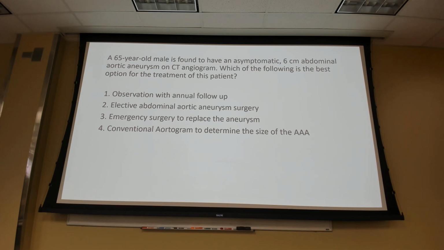All right, you've got a 65-year-old with an asymptomatic 6-centimeter aneurysm on CT angio. What's the best option for treatment? Yeah, elective abdominal aortic aneurysm surgery. All right, so what if last year it was 3 centimeters and this year it's 4? Are we doing surgery for that one? And if they're asymptomatic, are we doing emergent surgery or elective? What do we think? Elective. Yeah, elective if they're asymptomatic. Good.